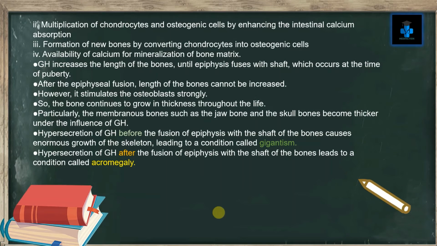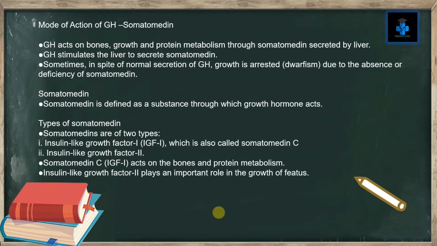Mode of action of growth hormone. Somatomedin. Growth hormone acts on bones, growth and protein metabolism through somatomedin secreted by liver. Growth hormone stimulates the liver to secrete somatomedin. Sometimes, in spite of normal secretion of growth hormone, growth is arrested, which leads to dwarfism due to the absence or deficiency of somatomedin.